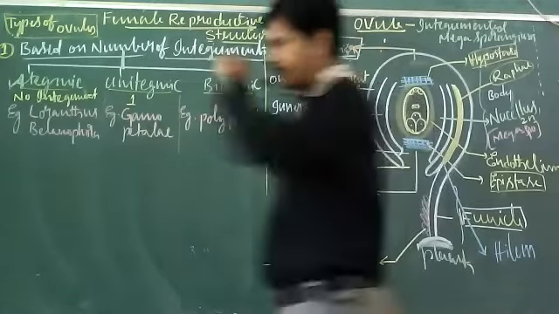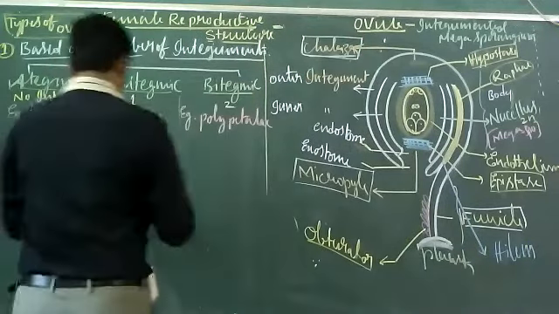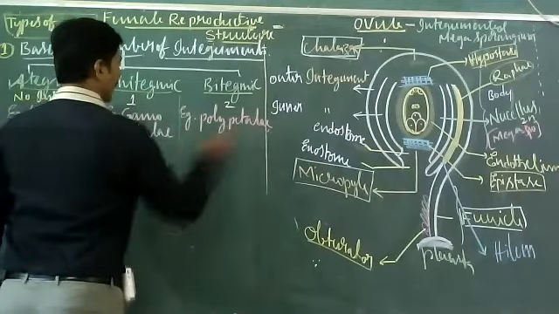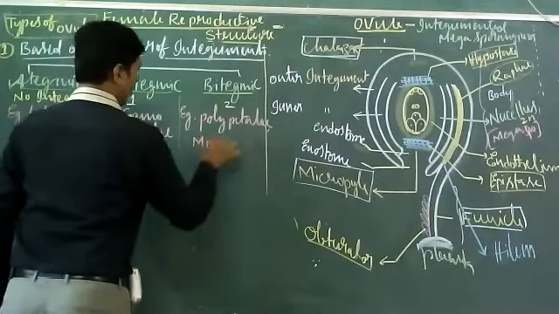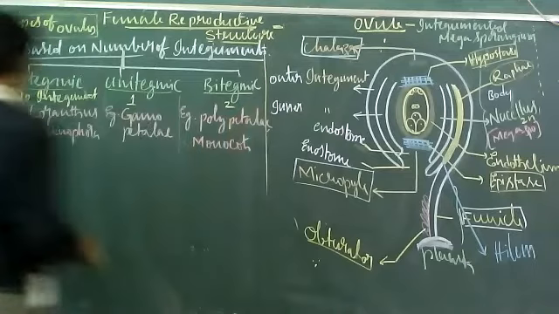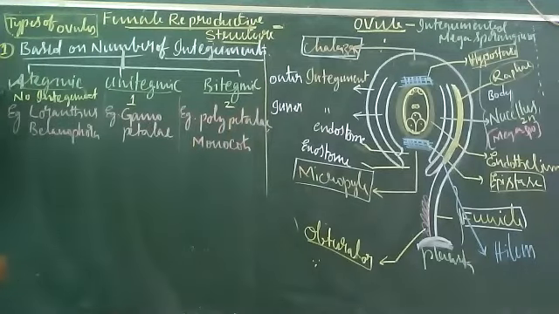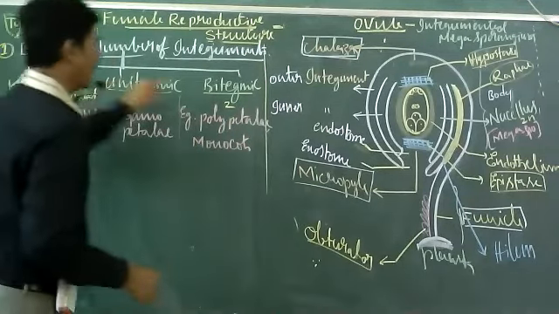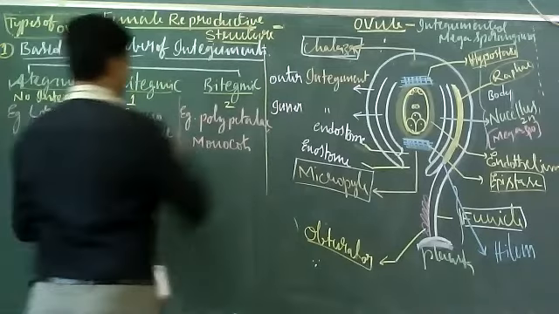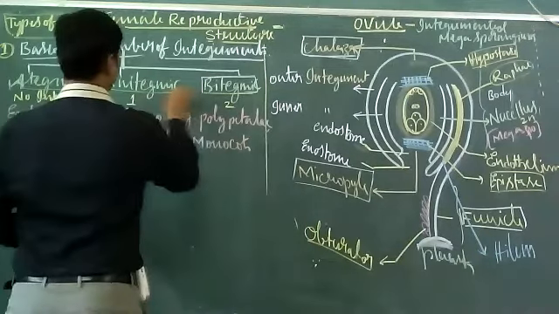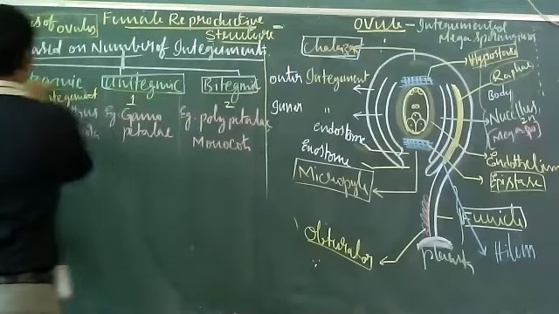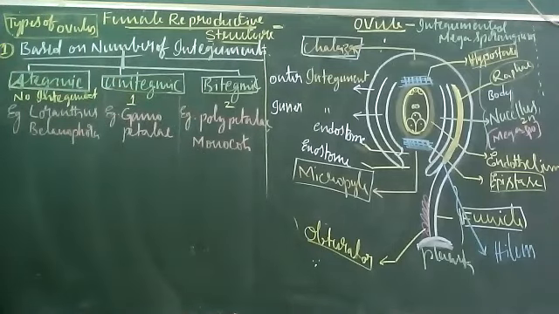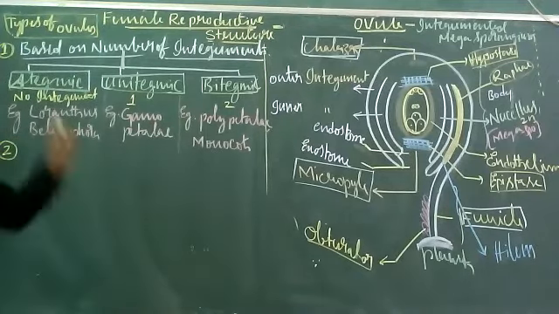and monocots. So ategmic, unitegmic, bitegmic. Three types. Let us see the second category, based on the amount of nucellus.